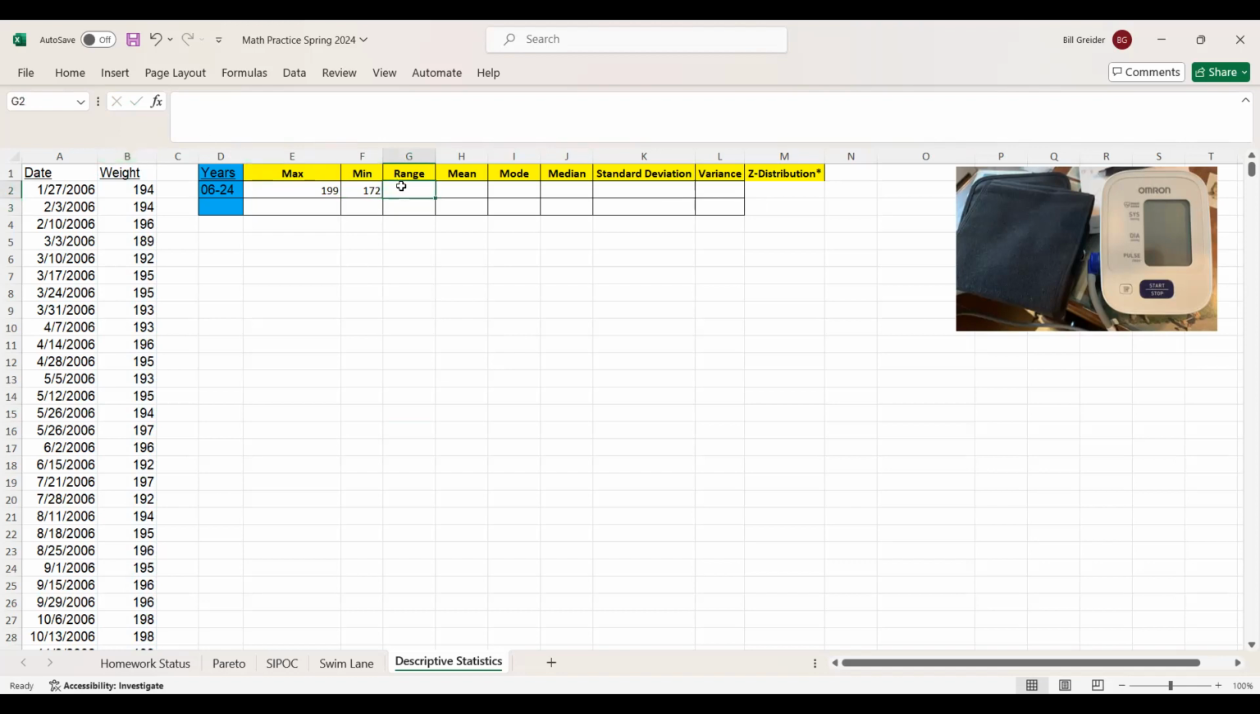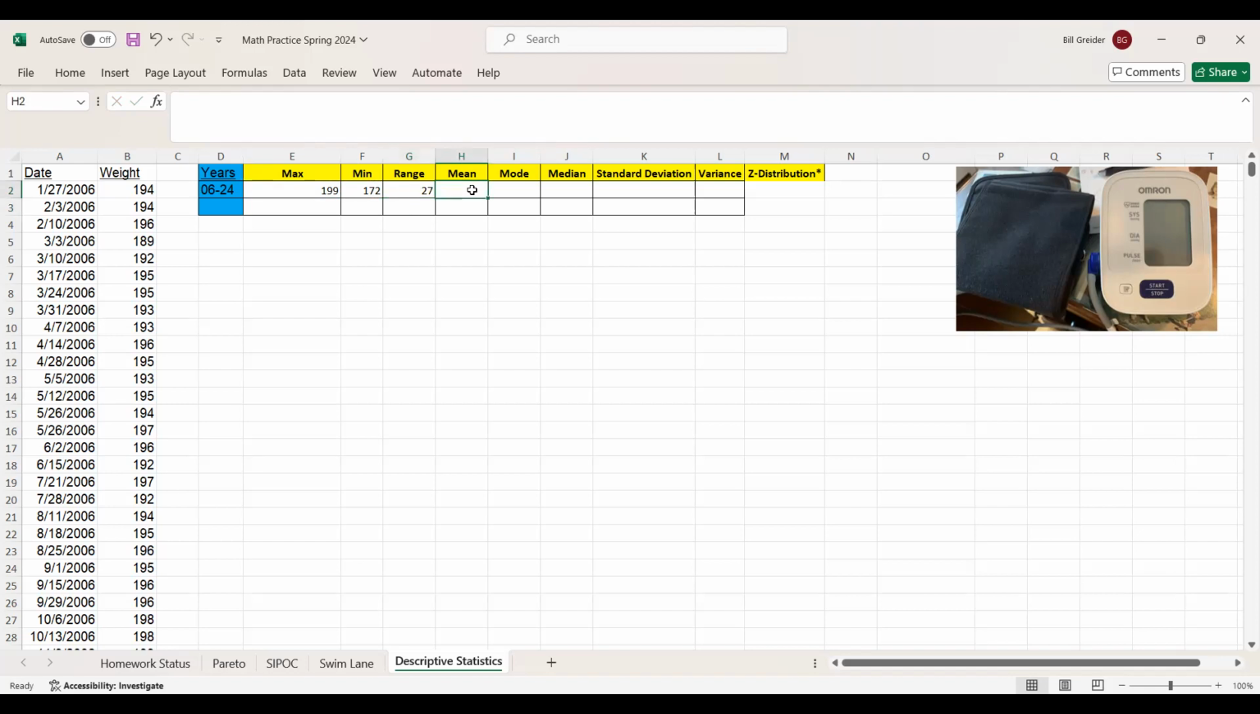Now the range. So this is something I want to know, what's the difference between my max and my min? What's the range of numbers that I'm dealing with? So equals, and I'm going to highlight the max, sneak in a little minus sign, and then take the min. So I got 27 pounds between my Michelin Man and where I was a week ago, 172. I think that's the min.